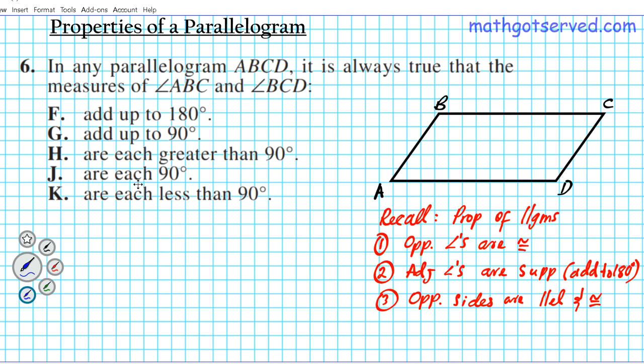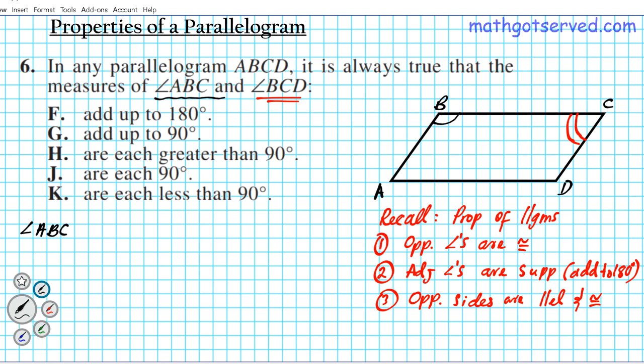So that's just a side point that you want to keep in mind for the ACT. All right, so now let's take a look at the options that we have here and see which one is correct. In this problem, we're looking at angle ABC and angle BCD. How will we compare these two angles? These two angles are adjacent angles. And what did we say in number 2 of the properties of parallelograms? We established that adjacent angles are supplementary. So angle ABC and angle BCD are adjacent.